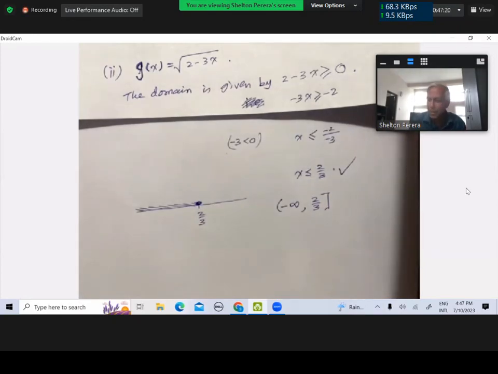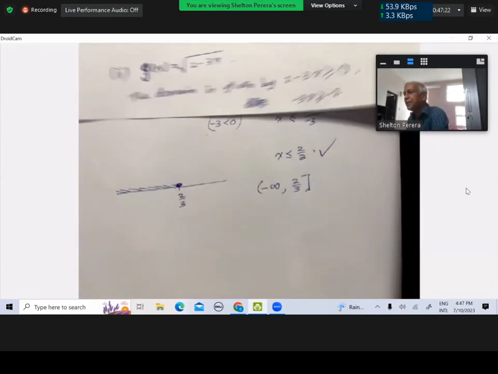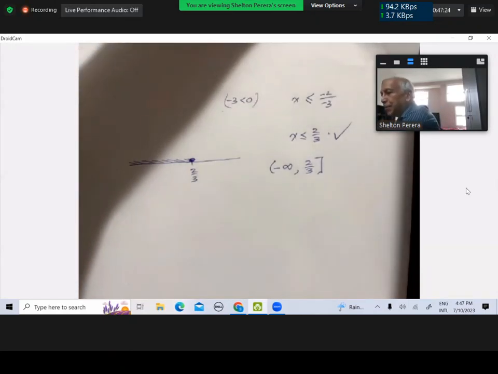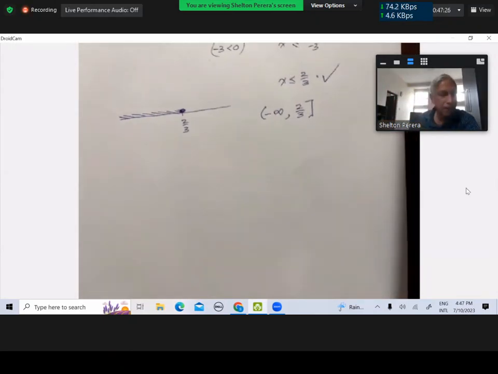Okay, now summary of how to find the domain of a function. What are the things to understand?